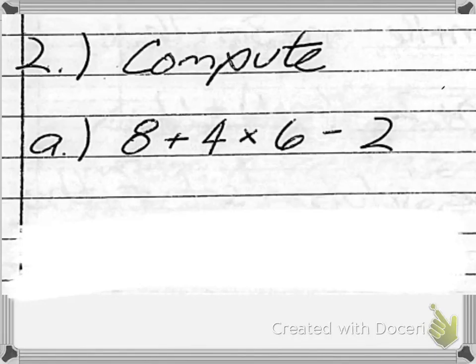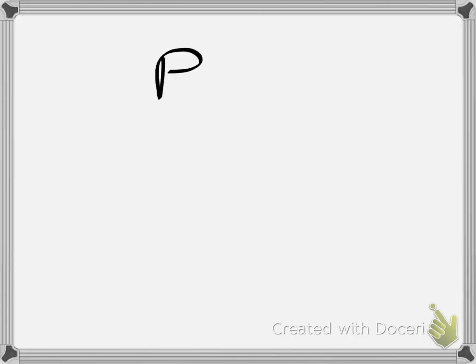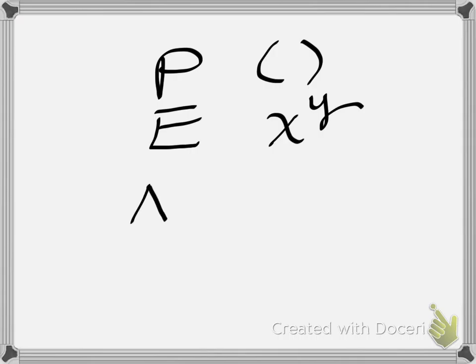Okay, for number 2, we're given some problems and we're supposed to find our answer. So here we have to use our order of operations. Our order of operations is PEMDAS: parentheses, then exponents, then we're going to have our multiply and divide, and then our add and subtract.